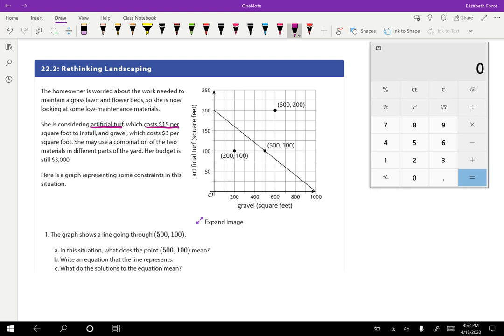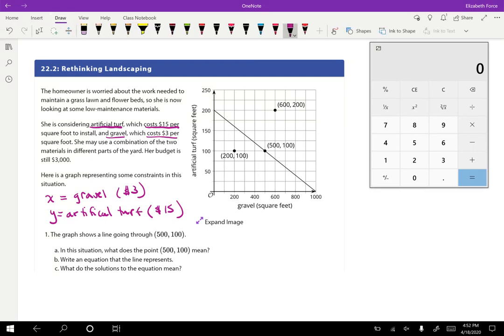And I want you guys to look, according to the graph over here, they're putting artificial turf on the y-axis. So I'm going to go ahead and write down that y represents the artificial turf, and that's at $15. And then there's also gravel as another low maintenance option, which is $3 per square foot, and that's on the x-axis. So we're going to go ahead and call x gravel, which is at $3 per square foot. She's still keeping her budget at $3,000.